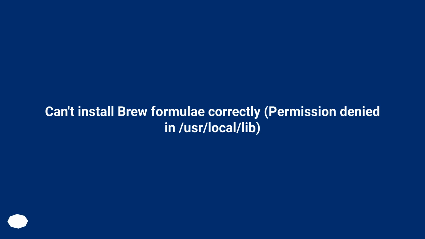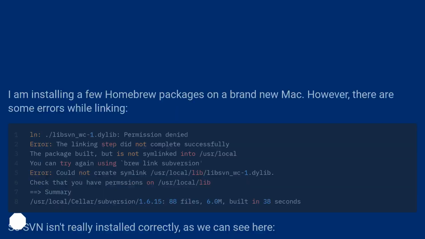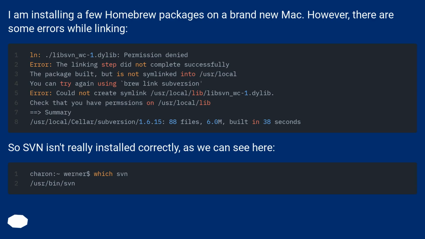Can't install Brew formulae correctly, permission denied in /usr/local/lib. I am installing a few Homebrew packages on a brand new Mac. However, there are some errors while linking.